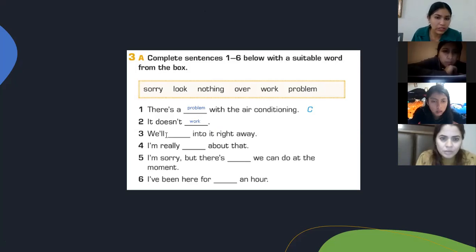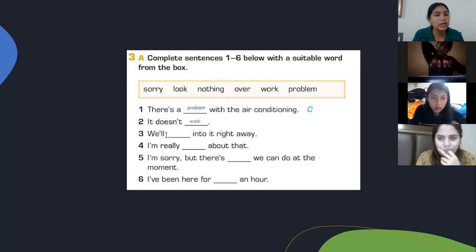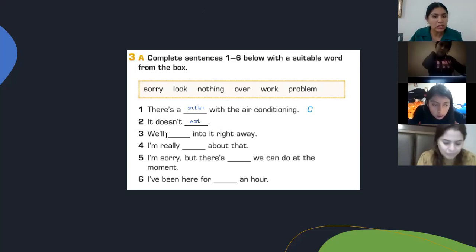We'll over into it right away. I don't think so. We'll sorry into it right away? Into it es como que pues, como en esto, ¿no? Estar en eso. So will, remember the double L means will. We will into it right away.